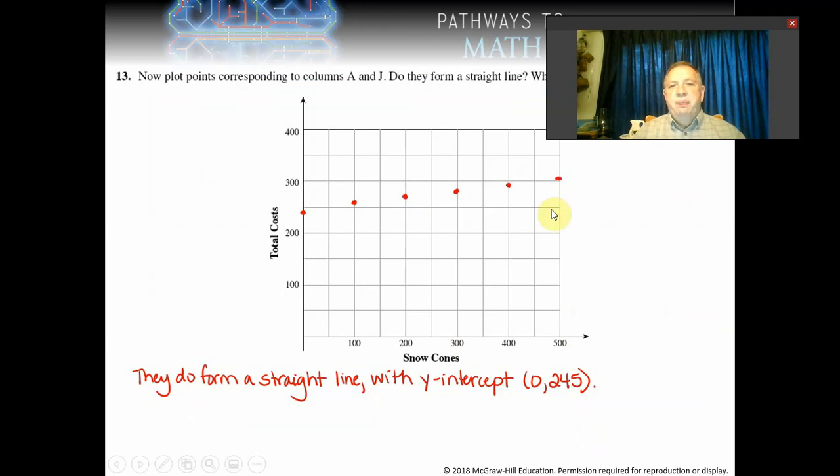If I graph this out as a scatter plot, that's what this looks like, almost a straight line. So that's where this comes from. The y-intercept, the 0 and 245, gives you the total cost. So your total cost is $245 no matter what. The cost is going to increase depending on how many snow cones you sell, but this was the fixed cost right there. For 0 snow cones, the $245 was your fixed cost.